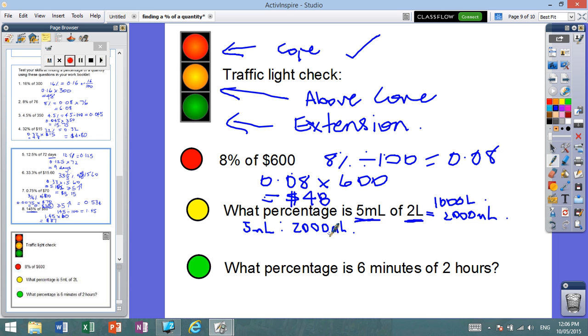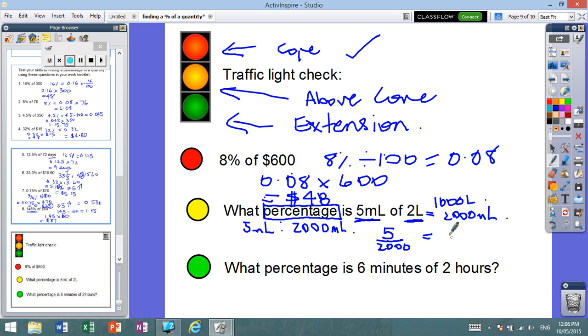So how do we do this? Well, we're trying to find a percentage, which is a bit tricky. So it's a little bit different to what we've been doing. So what I do is, you can see we're looking at a kind of a ratio, and we're going to learn about ratios later on. 5 divided by 2,000 is the first thing I do.